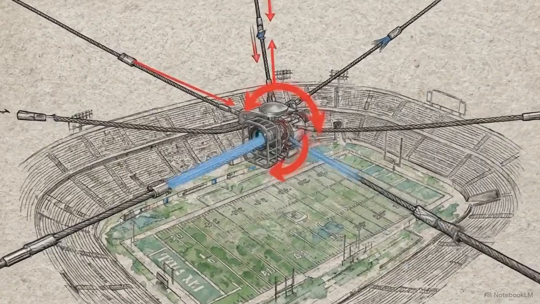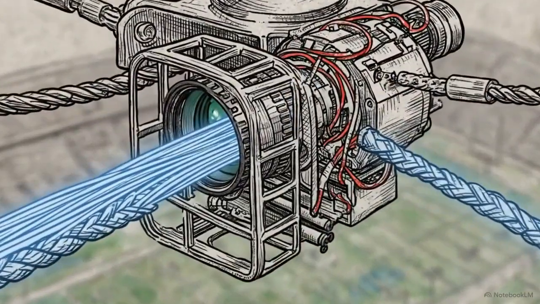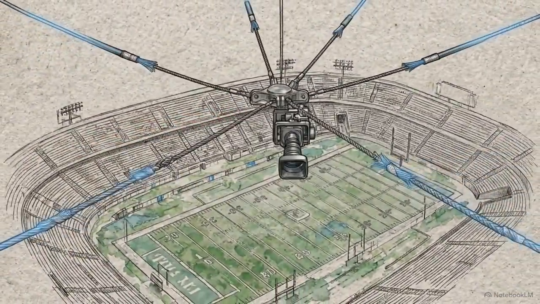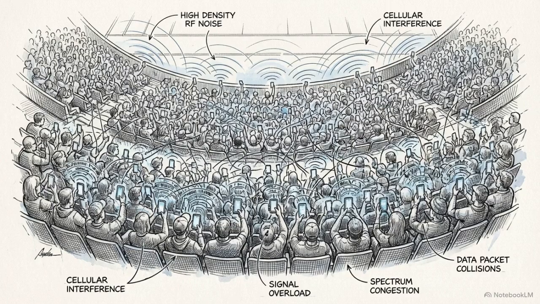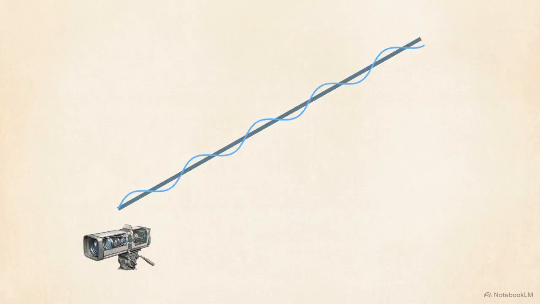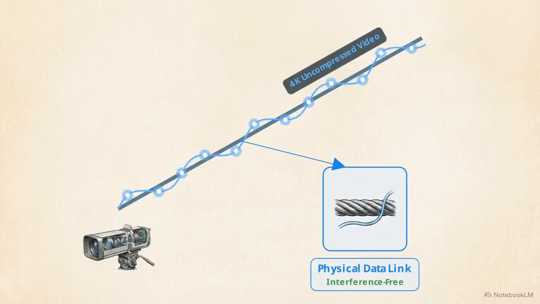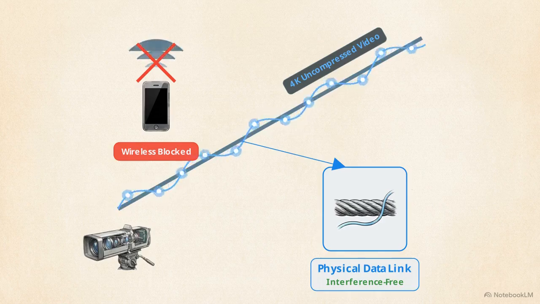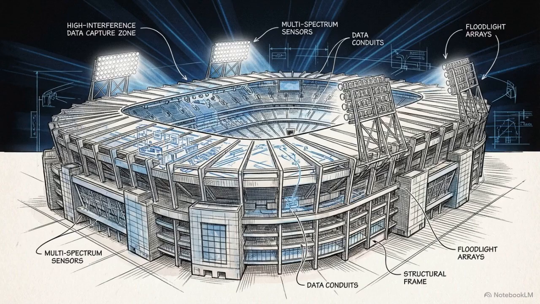For sweeping aerial perspectives, the Skycam system utilizes a robotic camera suspended by a 4-point motorized pulley system. To avoid cellular interference in a stadium packed with fans, the video data travels directly along physical optical fiber lines, coupled to the suspension ropes, rather than over a wireless connection. The stadium functions as a high-interference data capture zone, where raw visual signals are acquired through immense optical engineering.